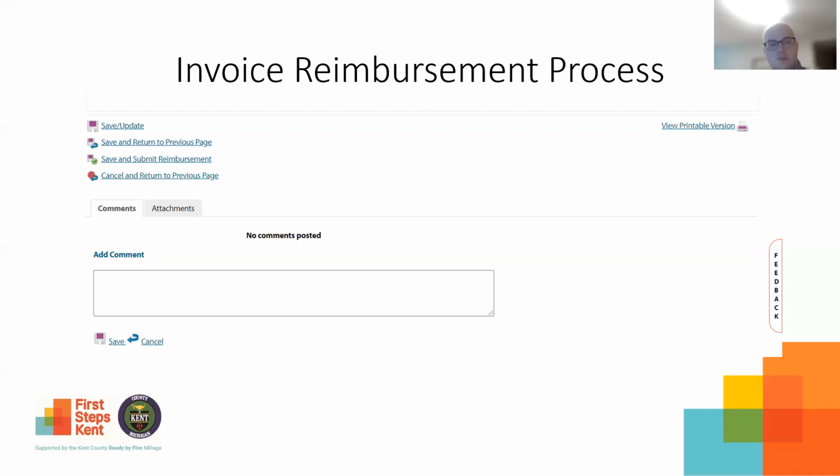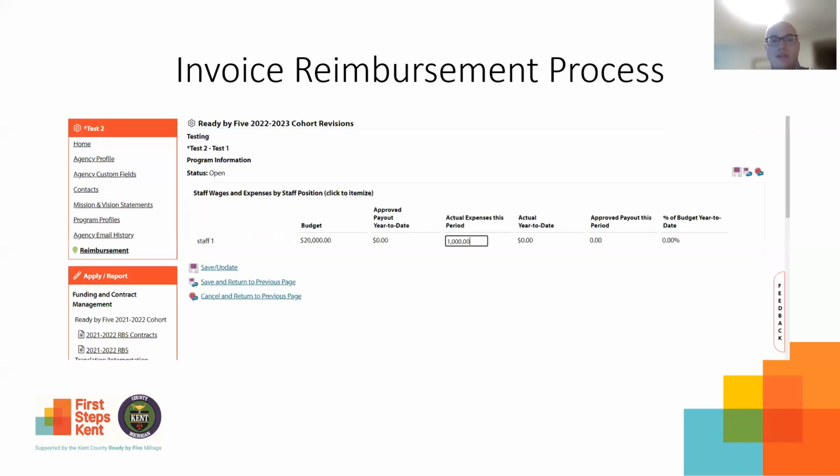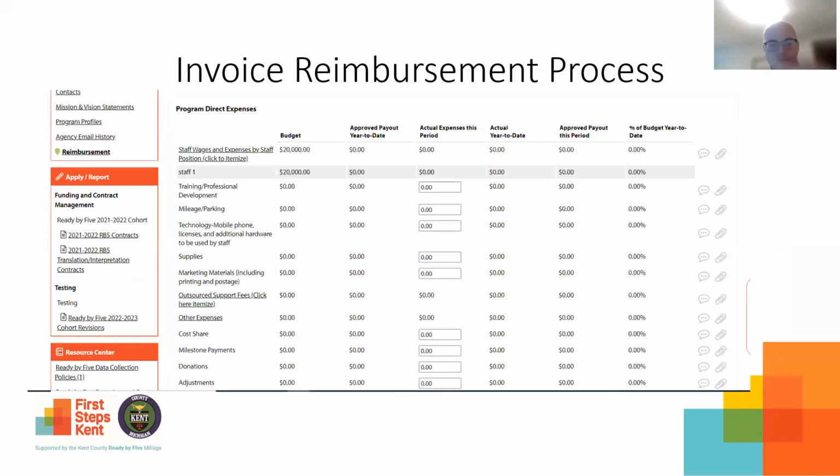Yeah, and like I said, there's that adjustment line. So let's say you had a rollover bill or something, you'll put that adjustment amount in there, then you can put a comment saying, bill was late, this is the adjusted reimbursement. So you'll have a chance to do all that in here.